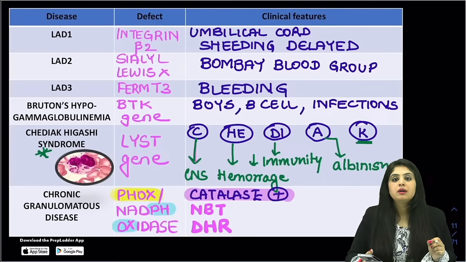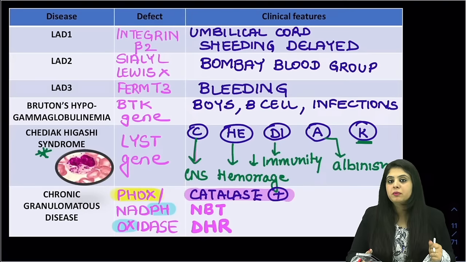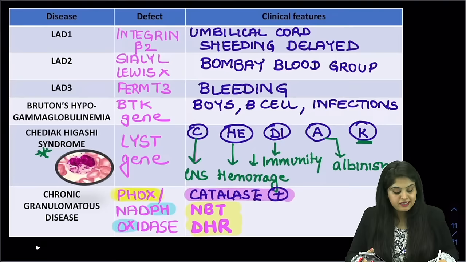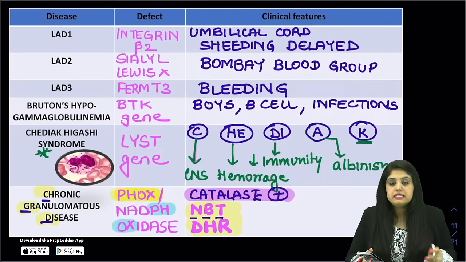Now comes the most important thing, and everyone, in case by now you have started feeling exhausted from this table, time to become alert once again. We are expecting a question on these tests. What are the tests of chronic granulomatous disease? How many alphabets does CGD have? C, G, and D, three alphabets. The test, NBT, three alphabets. DHR, three alphabets. All these three-letter things are going to come together.